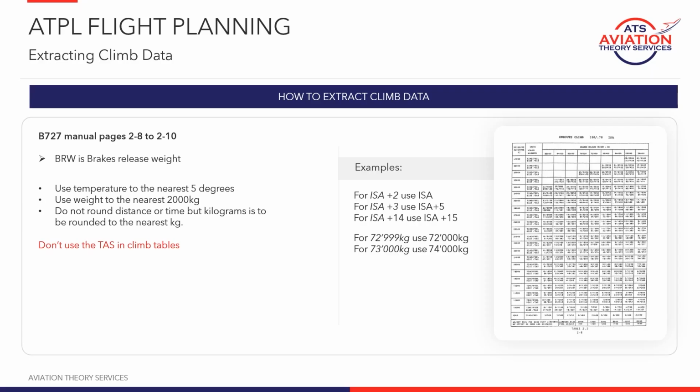It's important to note that the ISA deviation to be used is the nearest 5 degrees. This will mean we have to quite often interpolate between the pages. For example, if the ISA deviation was ISA plus 3, we'd have to interpolate for ISA plus 5. If the ISA deviation was ISA plus 14, we'd interpolate for ISA plus 15. So that would mean interpolating between ISA plus 10 and the ISA plus 20 tables.